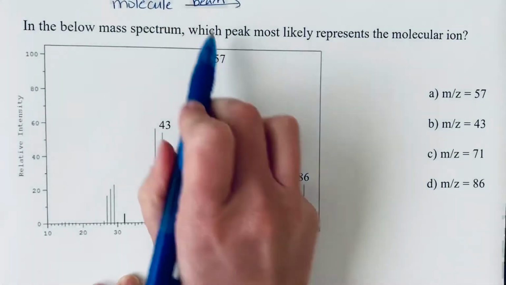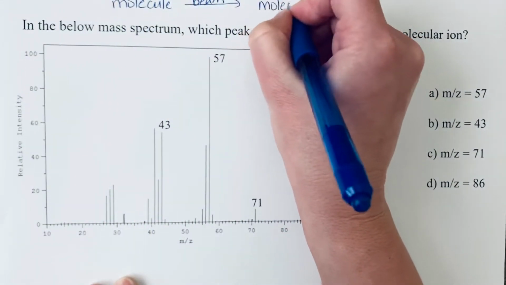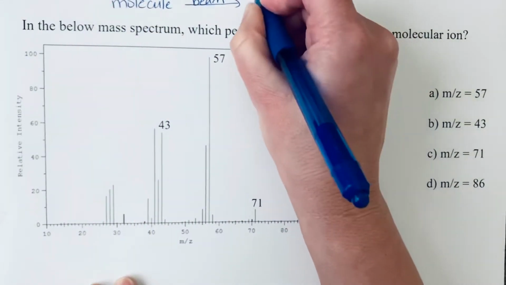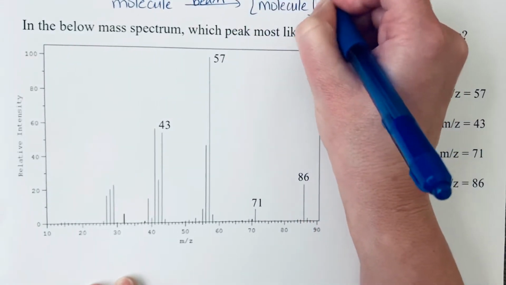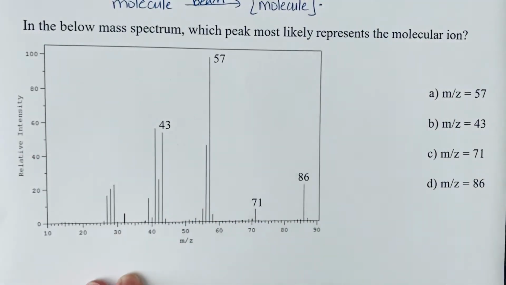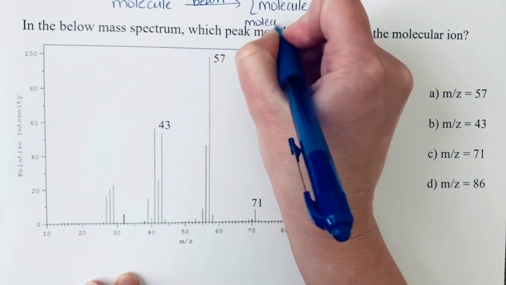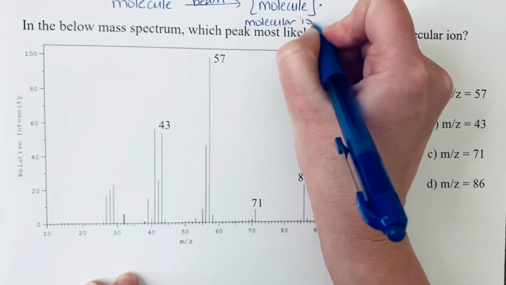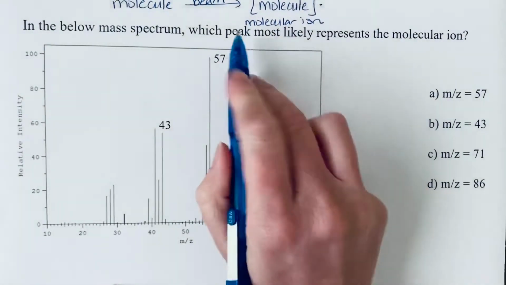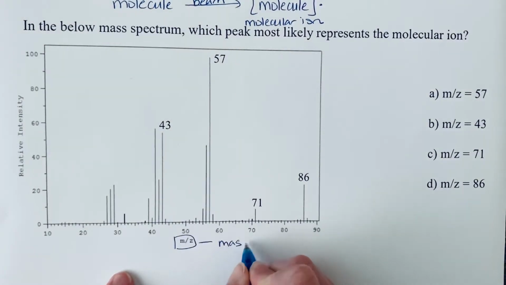And what that does is it knocks one electron off of your molecule, so you end up with the entire molecule minus one electron, which means it's going to have a positive charge and an unpaired electron. And so this initially formed radical ion is the molecular ion. And what we're measuring in the mass spec, this m/z value, is the mass to charge ratio.